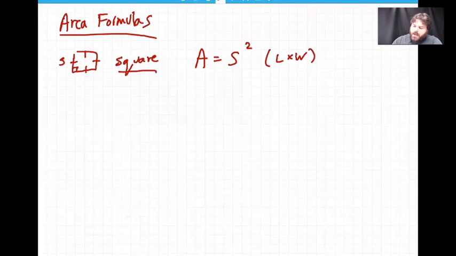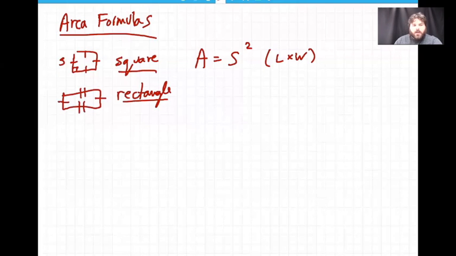Okay, next one would be a rectangle. Of course, in a rectangle, all 4 sides don't have to be equal. They can be, but usually they're not. You have opposite sides that are equal, and of course all the angles are 90 degrees. So the area would be length times width of a rectangle, where this is your length, your width. Sometimes you can interchange those. It doesn't really matter which one's length and which one's width.